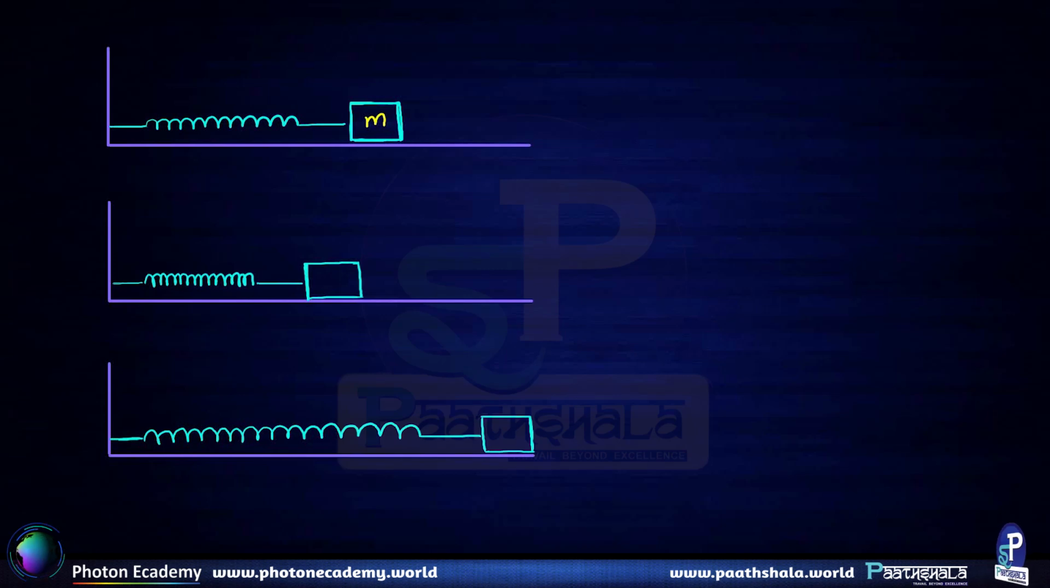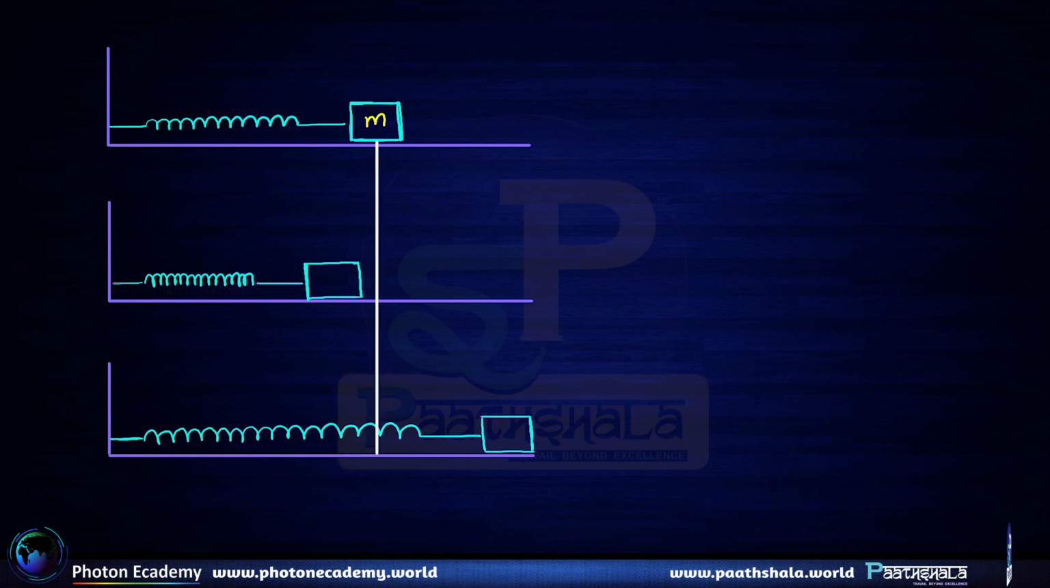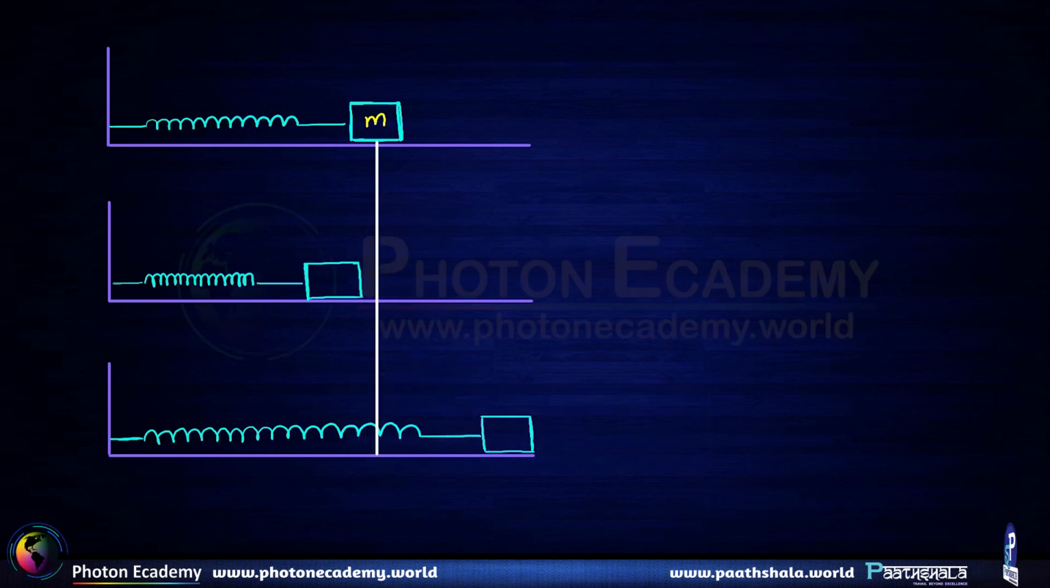Let us consider this mass m that has been attached to a spring. Now, this is the unstretched position of the spring. Let us say we compress the spring by a distance x1. This is the distance x1 by which we compress the spring. In that case, what is going to happen?